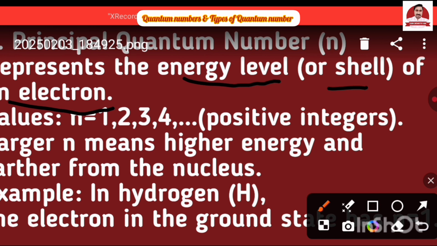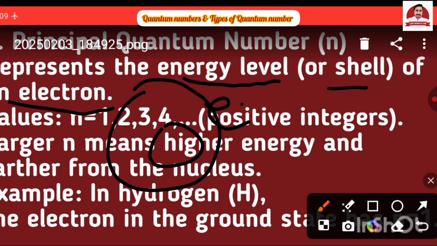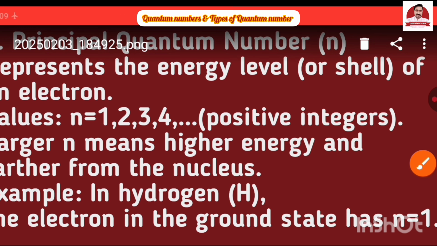Meaning to say, the energy levels or shells are the circular paths around the nucleus on which the electrons are revolving continuously. So these energy levels or shells are the circular paths according to the Bohr atomic model. These shells may be 1, 2, 3, 4 and so on, and these shells are always positive integers.